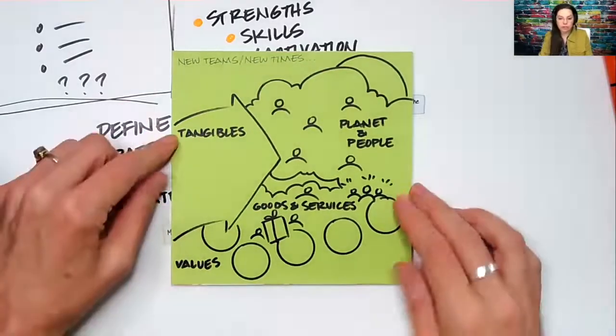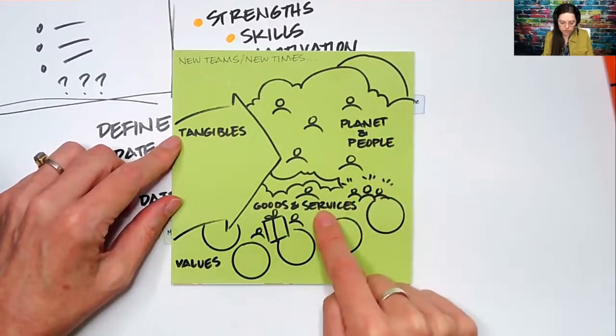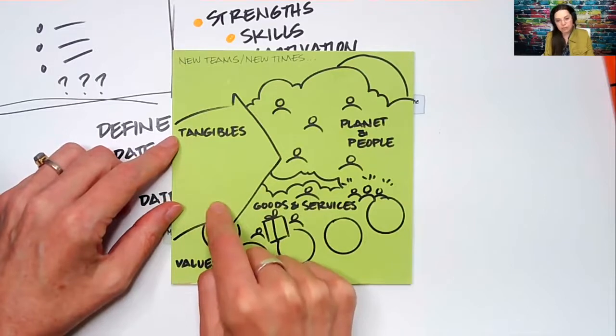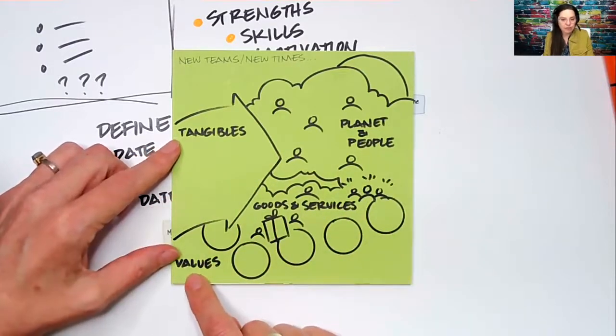How are we going to build our new team? How is this going to affect the planet and the people? What are the new goods and services that we're going to offer? What are those tangibles, the no kidding things that we have to do in order to get there? And what are the values? Do we have the same values, or do we have new values that we need to be working from in order to get there?